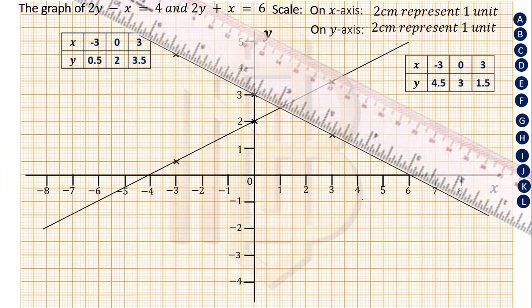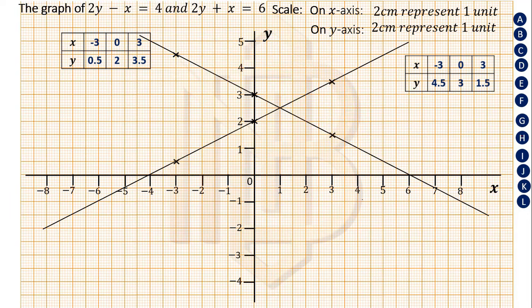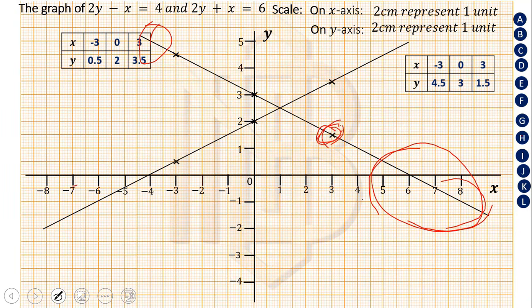You can see, it's very important. Make sure, in any case, your line should extend beyond the last point. Don't just say that because your point stops here, then your line should stop there. No, it should extend beyond the point. You can see, they all extend beyond the point. So that is our graph.